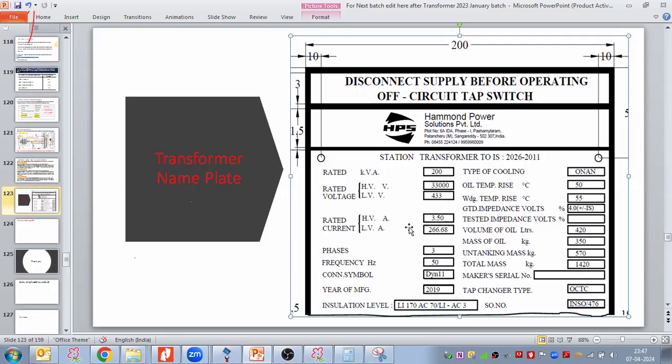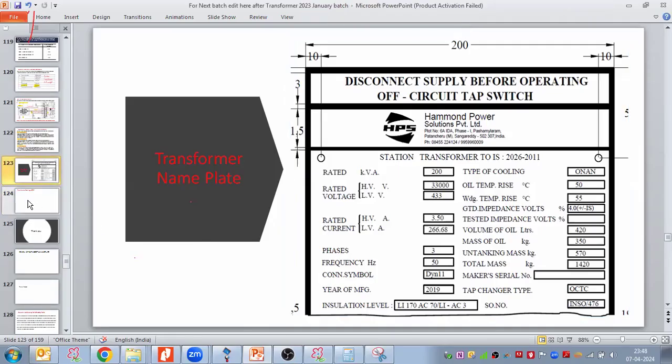The full load voltage would be 400 volts or 415 volts, and the no load voltage is 433 volts. Rated current HV and LV side, phase, frequency, connection symbols, year of manufacturing, type of cooling, oil temperature rise, winding temperature rise. Winding is the main source of the temperature rise, so here we take 5 degrees more margin. Guaranteed impedance 4% because it's 200 kVA, so 4%, and then volume of the oil 420 liters only. They need to put that in the nameplate as well. Mass of the oil and tanking mass, total mass, maker serial numbers, tap changers, MCTC. I hope all these parameters we have discussed, we have covered, right?